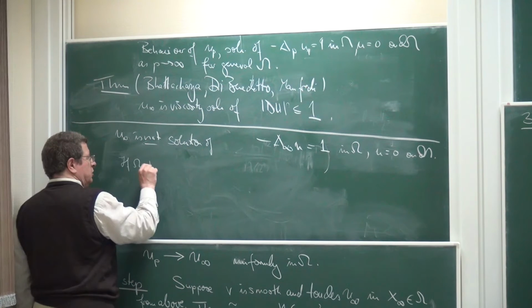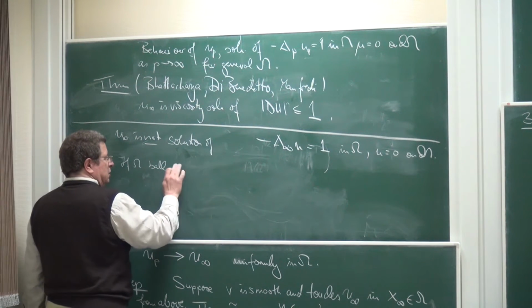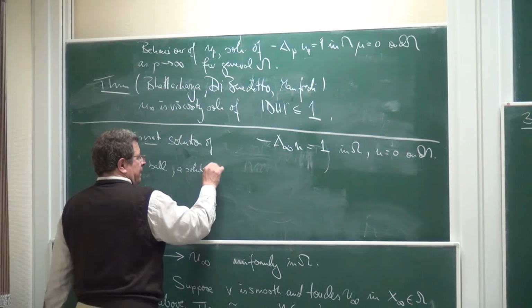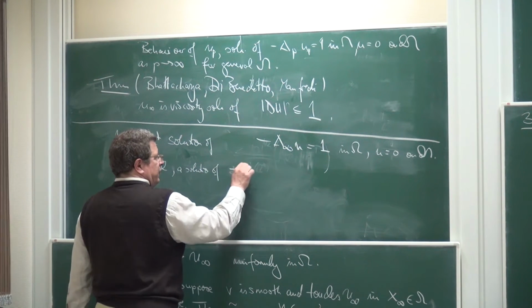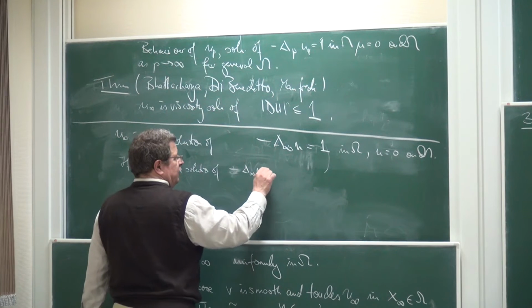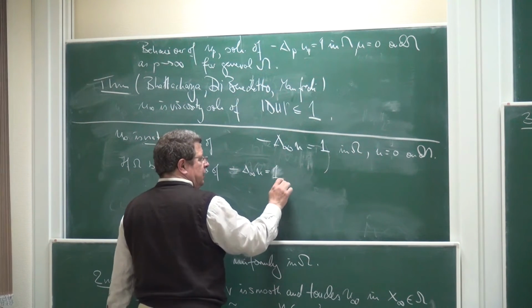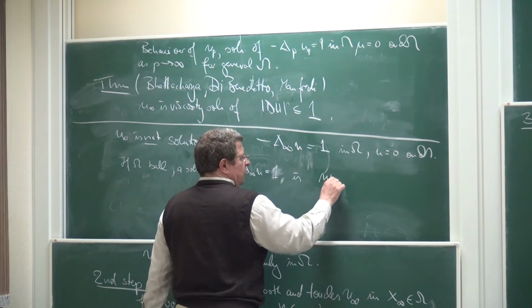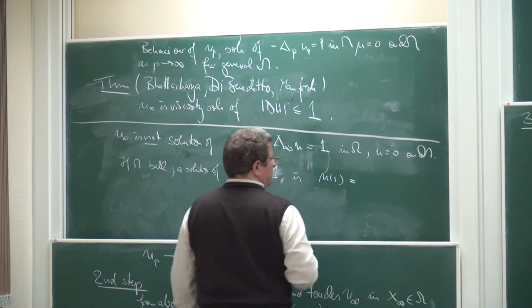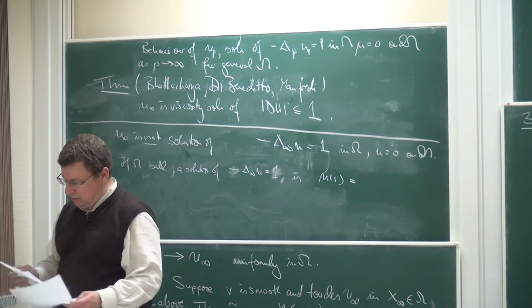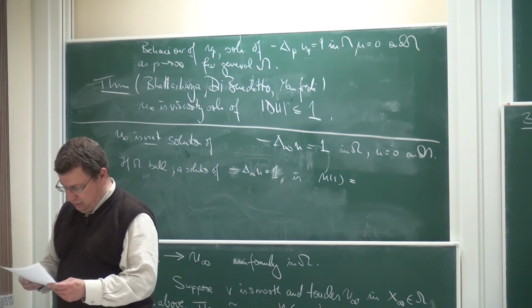If omega is a ball, a solution of minus infinity Laplacian u equal to 1 is u of r, what is it, r to the 4/3 minus little r to the 4/3, up to a constant.